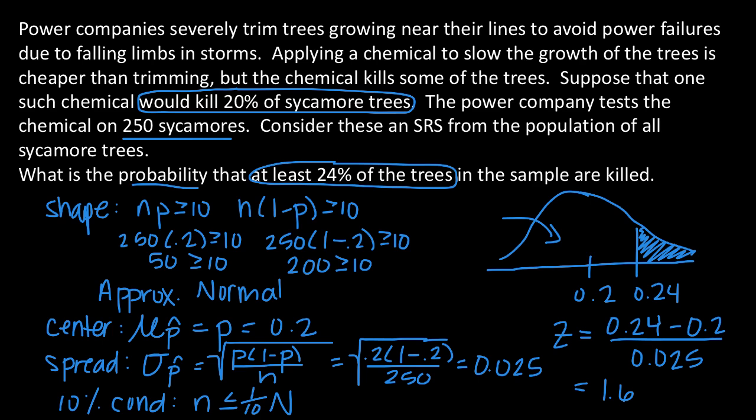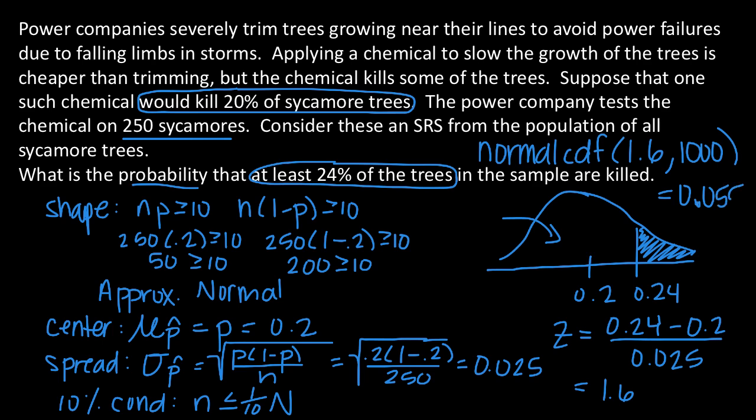We can also go to the calculator and go to normal CDF. I'm kind of running out of room, so I'll just write it up here. We would use 1.6 as the lower bound because we want everything above that, or at 1.6 or more. So 1.6, our z-score, for the lower bound, and then just a big number for the upper bound. And when we do that, we get 0.055 about. So about 5.5%.